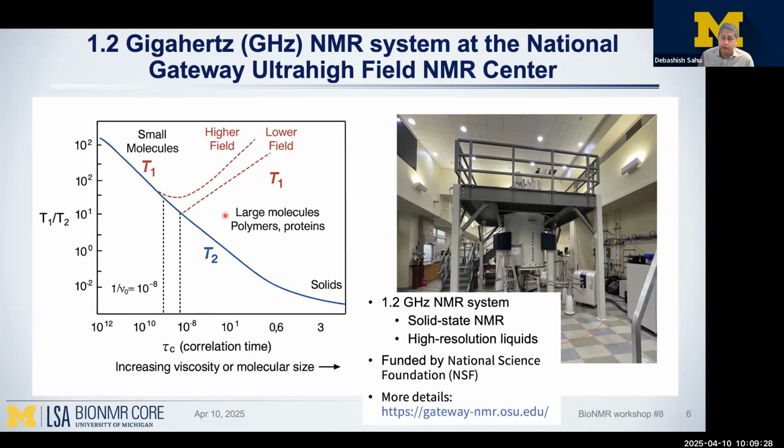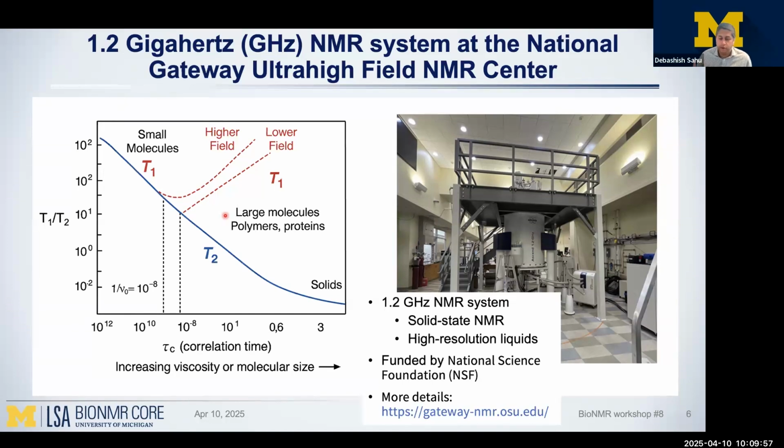But the idea of going from, let's say, 600 or 800 megahertz to this higher field means that you'll have higher resolution, higher sensitivity as compared to a lower field magnet, as well as better T1 values for large biomolecules. So you can analyze them using this cryoprobe. The picture that you see there is actually the cryoprobe installed on a liquid state system. So basically, you can use that cryoprobe.